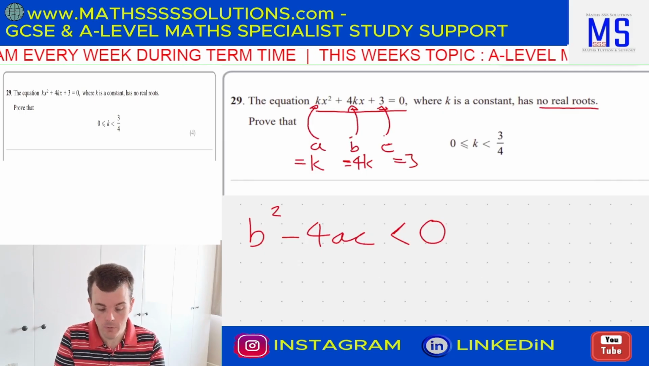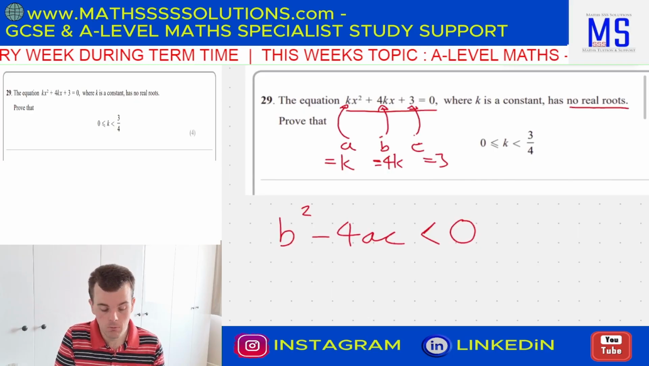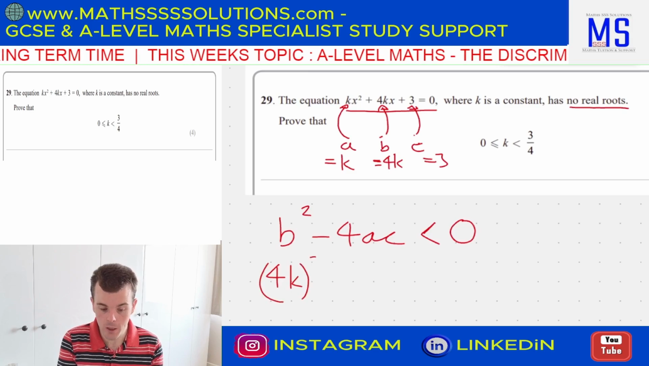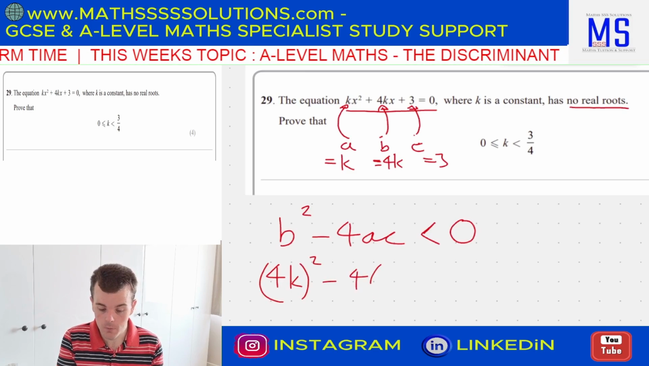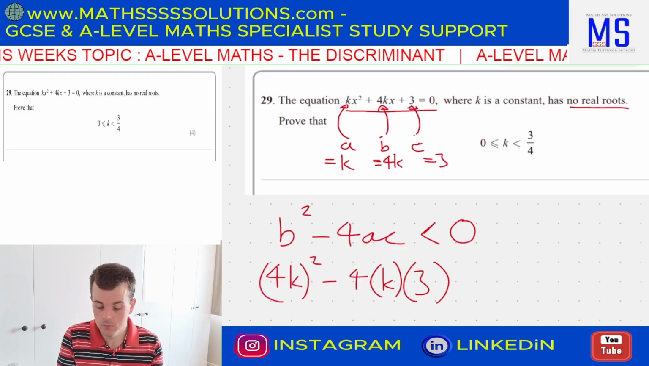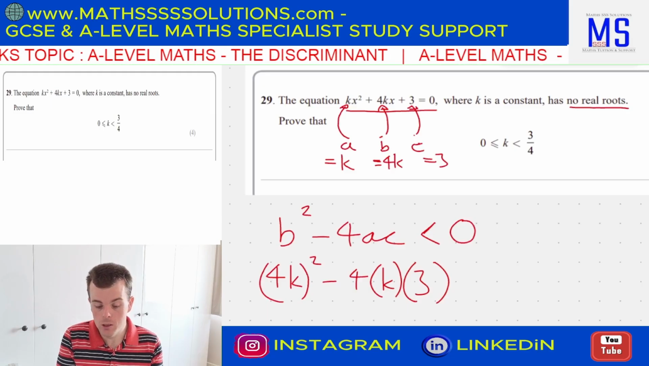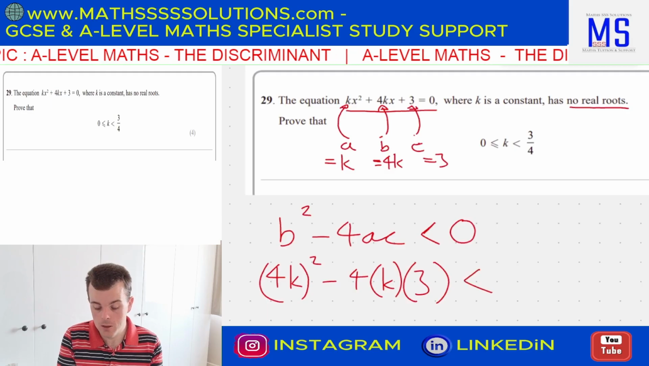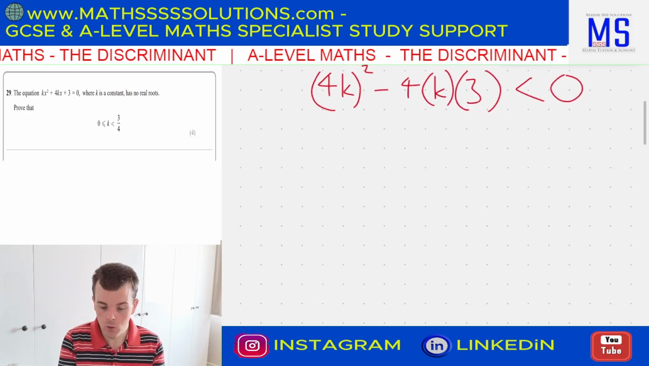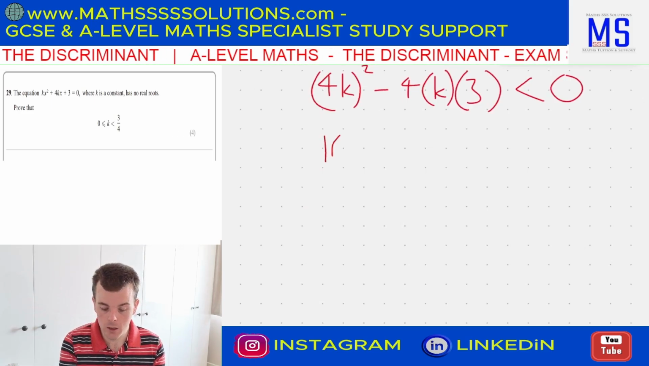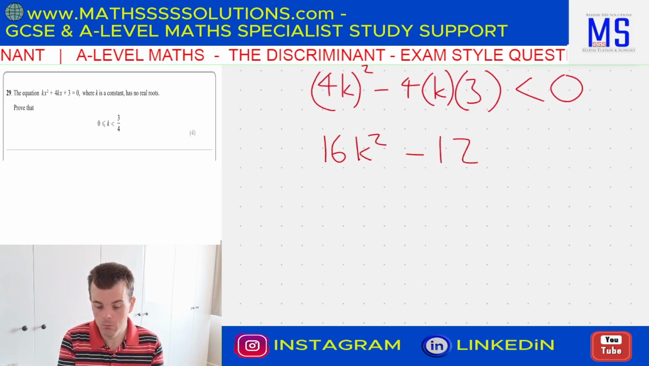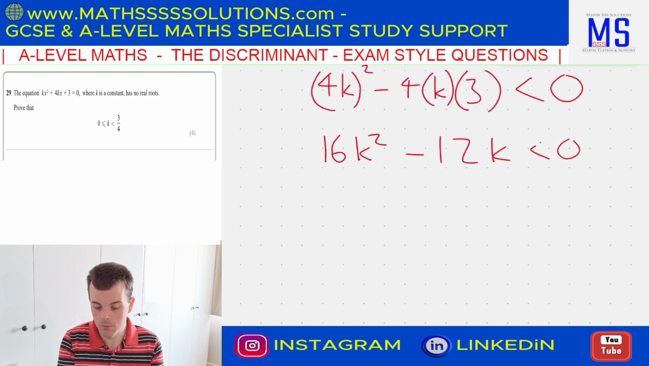So, the next thing we do is sub these values into the discriminant. b is 4k, so (4k), remember to put brackets around it because it's all being squared, minus 4 lots of a, which is k, and c, which is 3. We are told that it has no real roots, so the discriminant is less than 0. Squaring out the 4k bracket, we get 4k times 4k is 16k squared, minus 12k, and that needs to be less than 0.